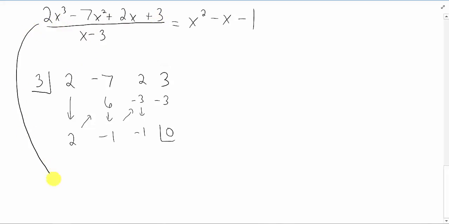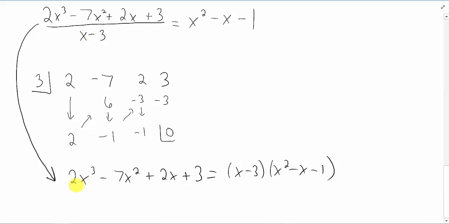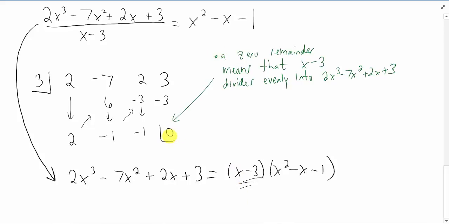Now if we take this and write it the other way, in other words, think of multiplying this x minus 3 to the other side of the equation, what we learn is that we just took this 2x cubed minus 7x squared plus 2x plus 3 polynomial, and we factored out an x minus 3 using long division. So 0 remainder is actually a really big deal here. It means that x minus 3 divides evenly into the polynomial that we're given in the numerator. It means that x minus 3 is a factor of 2x cubed minus 7x squared plus 2x plus 3.